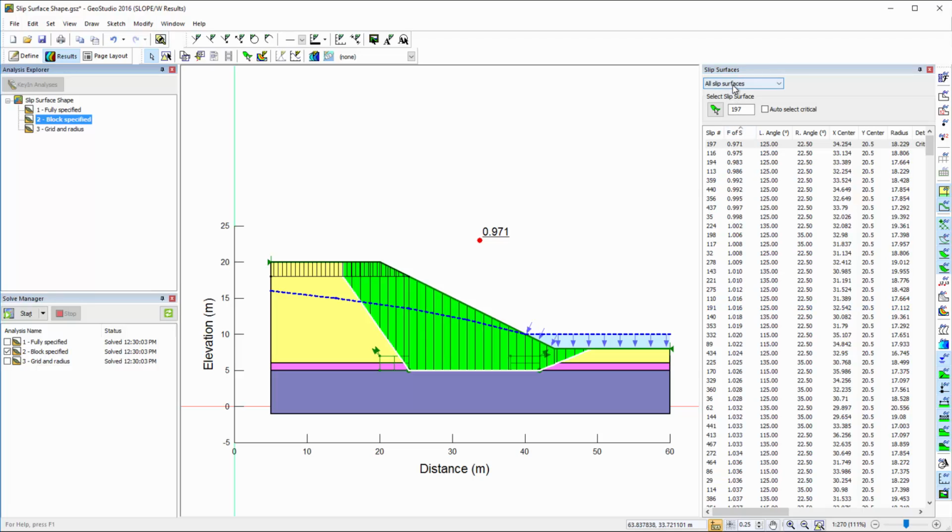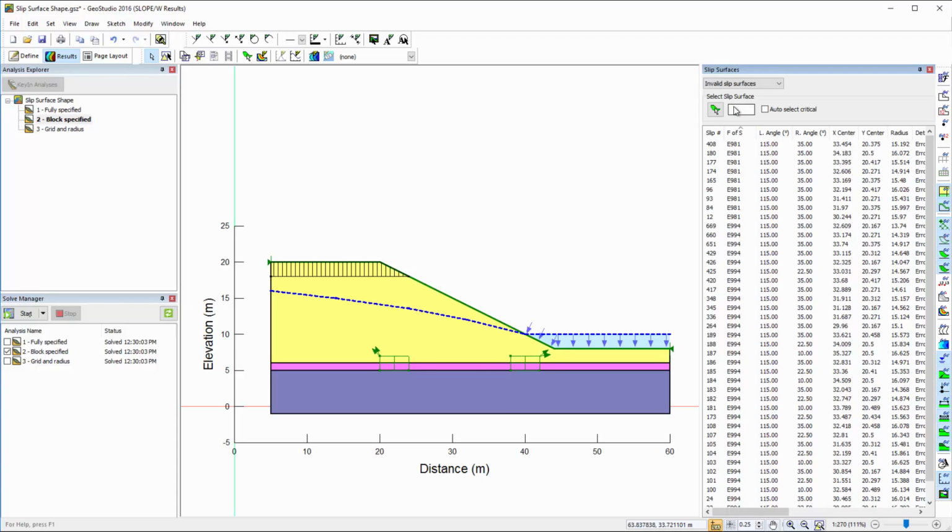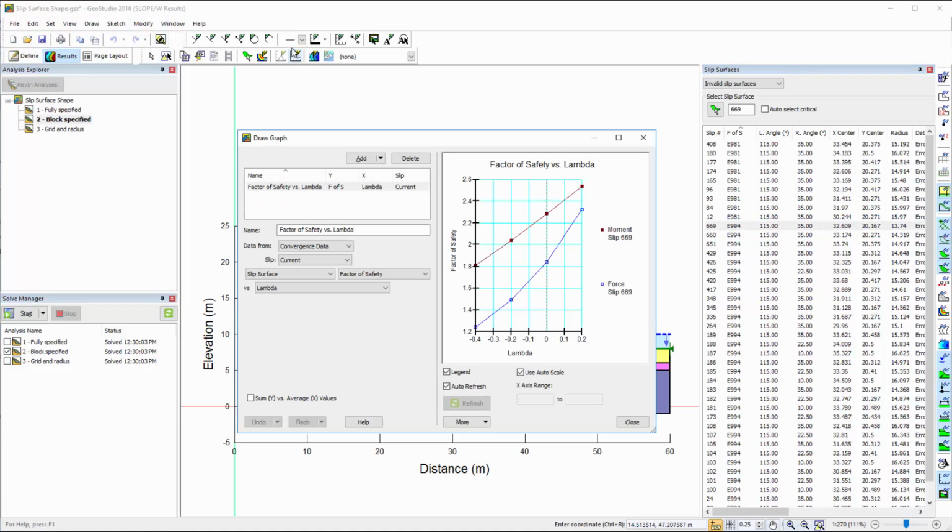However, when I filter my results to show only the invalid slip surfaces, I see that there are still a substantial number of slip surfaces with an undefined factor of safety. If I select a slip surface with error 994 and open the Draw Graph window, I can see that the factor of safety versus lambda plot for moment equilibrium does not intersect the force equilibrium plot. It appears that the lambda search method terminated before reaching the intersection point.